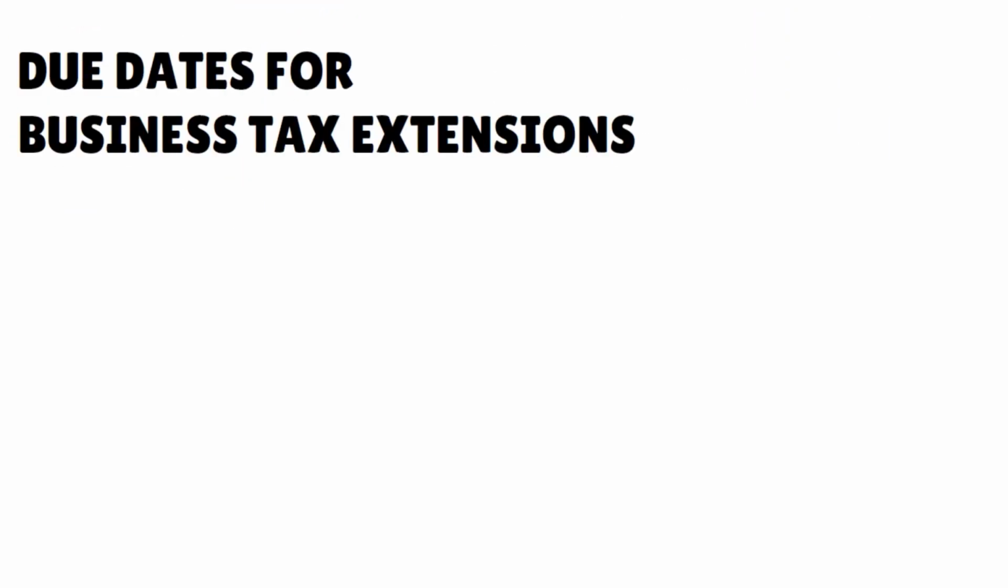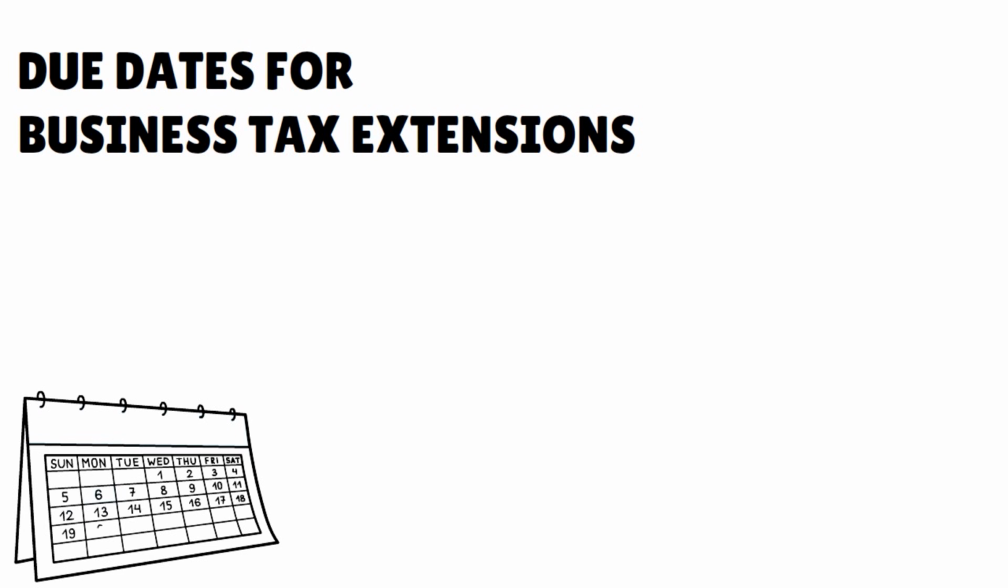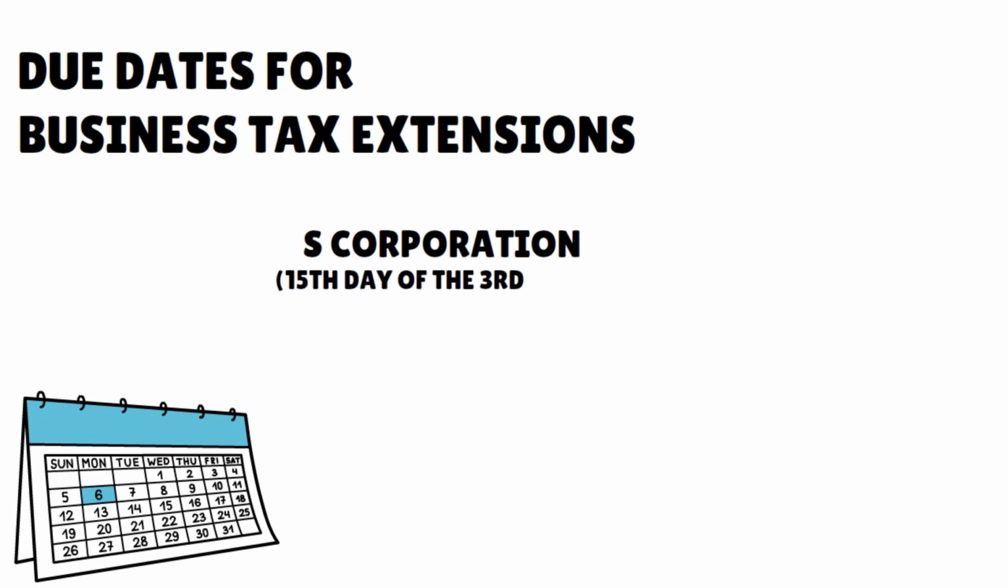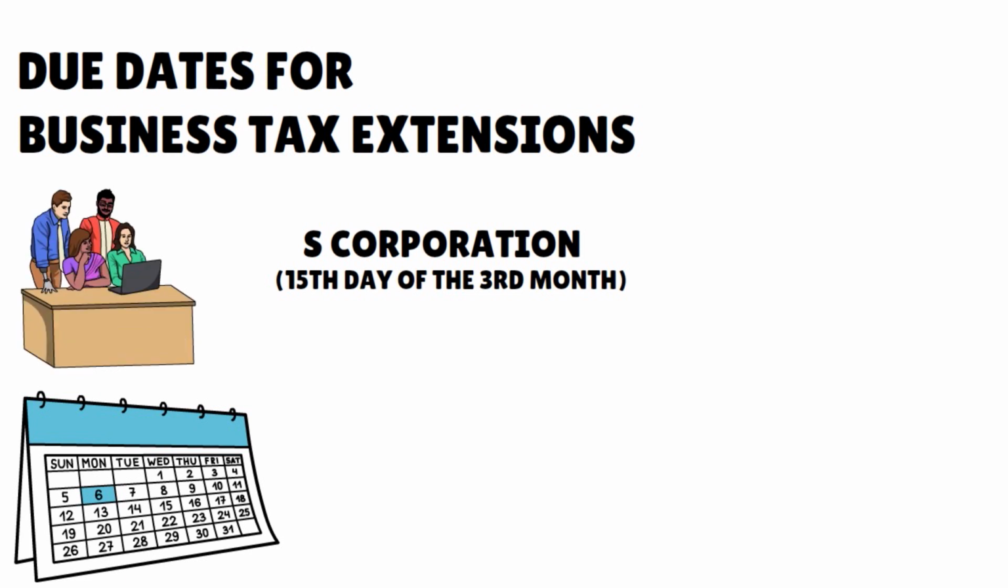What are the due dates for business tax extensions? So, the due dates for corporations. If your business is organized as an S corporation, the income tax return or extension is due by the 15th day of the third month after the end of your tax year. Let me give you an example. If your S corporation is a calendar year taxpayer with a December 31st year end, you must file a 2020 tax return or extension request by March 15th, 2021.